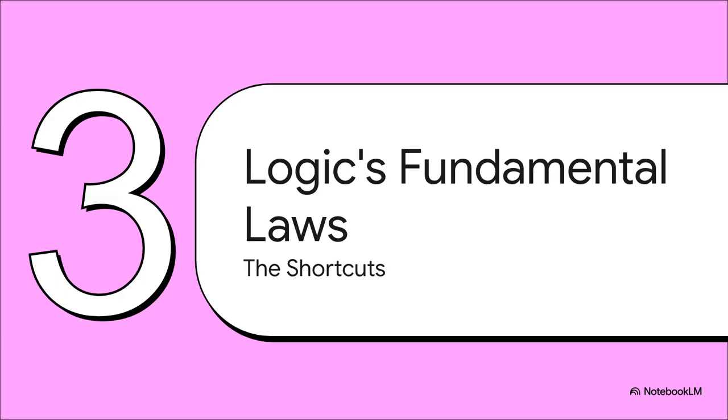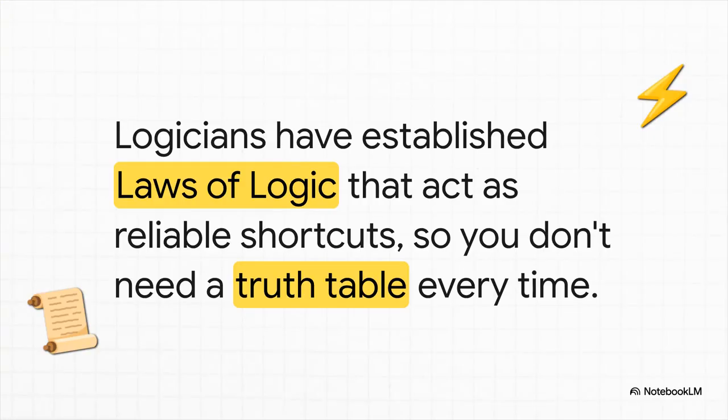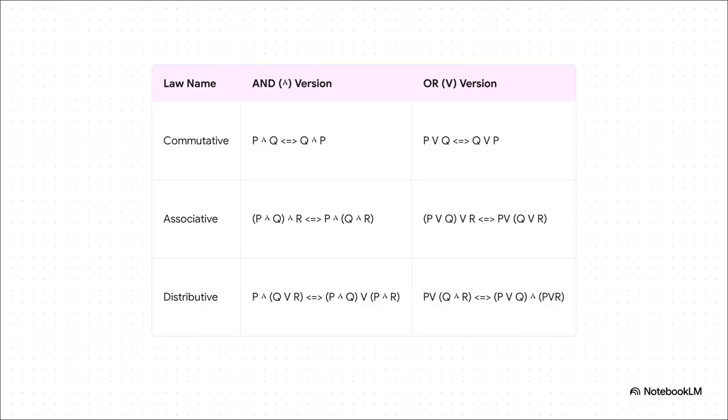Now, I know what you might be thinking. Building a truth table every single time you want to check if two things are the same, well, that would get old pretty fast. But don't worry, generations of logicians have already done all the heavy lifting for us. See, they've established a whole set of fundamental laws of logic. The best way to think about these is as proven, totally reliable shortcuts. You can use them to move things around, simplify, and compare logical statements with total confidence, and you never have to draw a single table. Let's just take a quick peek at a few of these workhorses of logic.